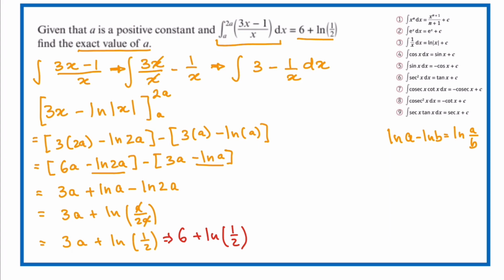What difference can we notice between these two different equations? The ln 1 over 2 is in both equations. The only thing that is different here that we can see is the 3a and the 6. So you can equate them to solve and find the value of a. So now we have 3a is equivalent to 6. So from there, if you rearrange, a is equal to 2. And that's your answer for this question here.